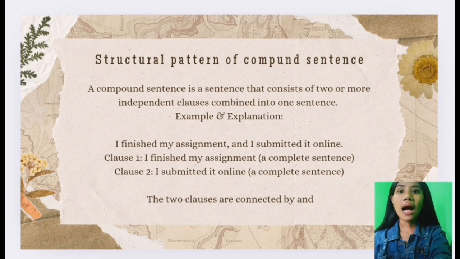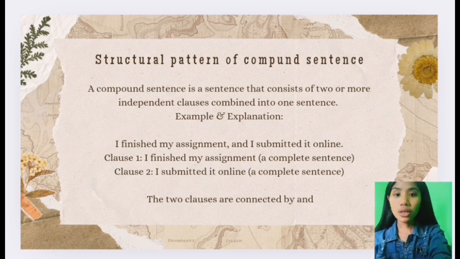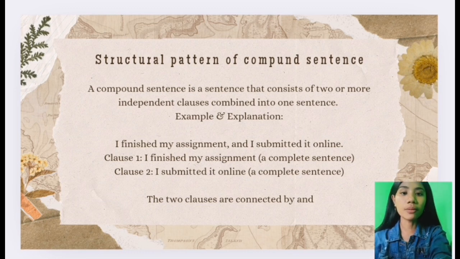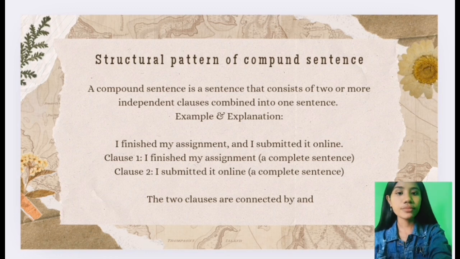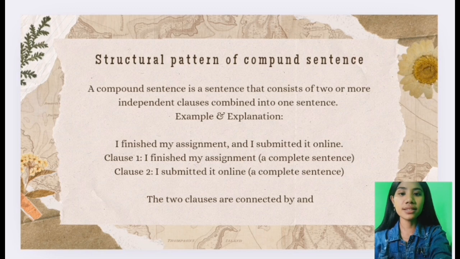For example, I finished my assignment and I submitted it online. The sentence has two clauses. Clause 1, I finished my assignment. It already has a subject and a verb, so it is a complete sentence. And then, I submitted it online. It's also a complete sentence. The two clauses are connected by the word and, so they form a compound sentence. In short, a compound sentence equals a complete clause plus a complete clause.